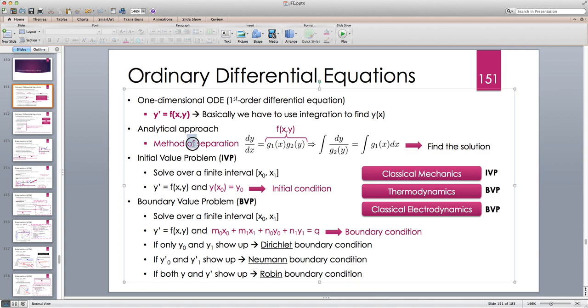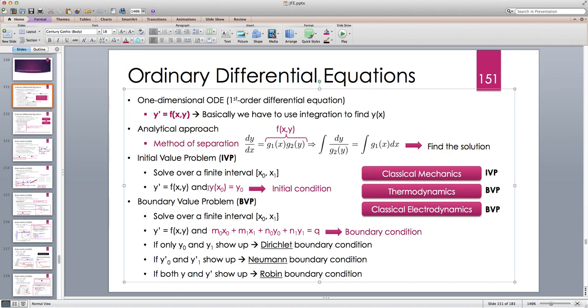But this is a very limited case. In most physics problems or any sort of engineering problems, we won't be able to do this, all right? So in general, if we want to look at numerical ways of solving this differential equation, y prime equals f of x and y, right?